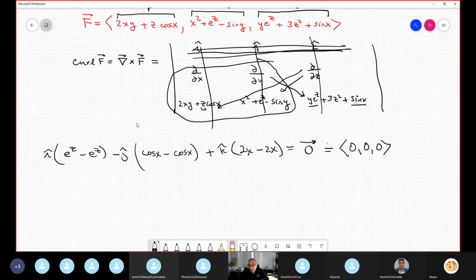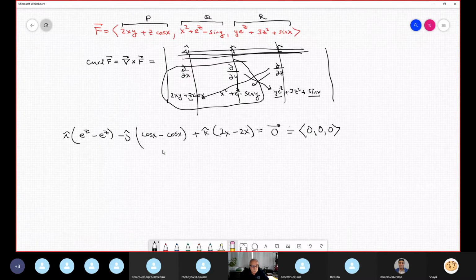So we discovered that our famous vector field is conservative. And I need to find the potential function. To find the potential function, you compute the anti-gradient, step by step. You integrate p with respect to x, you integrate q with respect to y, and you integrate r with respect to z, component by component.